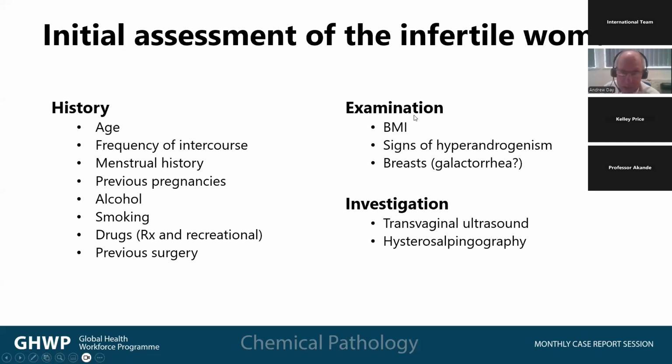Is she overweight? What's the BMI? Is she underweight? Both causes of infertility. Signs of hyperandrogenism, galactorrhea, pointing towards hyperprolactinemia. Investigations including transvaginal ultrasound of the ovaries and perhaps imaging of the system with hysterosalpingography to see whether in fact there are patent fallopian tubes that would allow normal fertilization to occur and passage of the fertilized ovum down into the uterus.